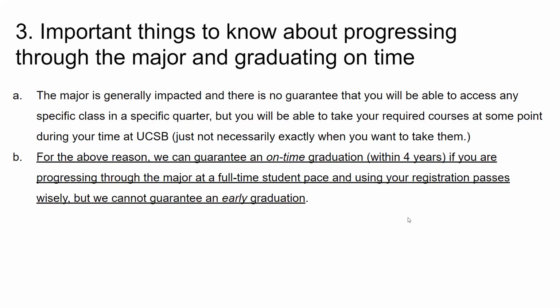For the above reason, we can guarantee an on-time graduation within 4 years, as long as you're progressing through the major at a full-time student pace and you're using your registration passes wisely. So not waiting until the last minute when everything else is full to try to get into major classes, not signing up for one class and then giving up and waiting until everything else is full and then begging for approval codes. Believe it or not, people do it.